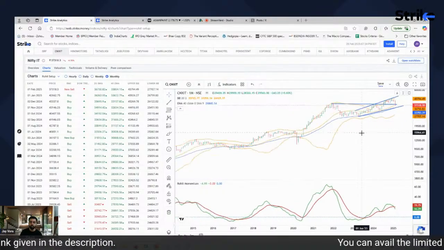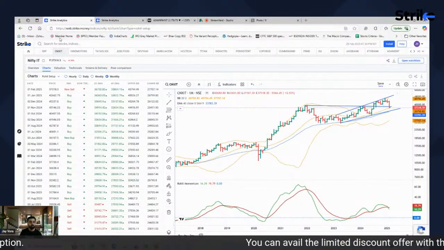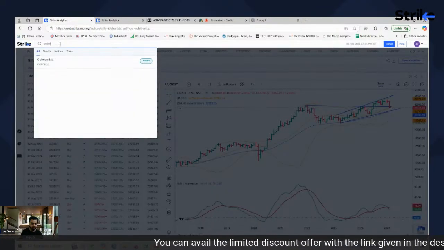Now within the components, you are seeing a lot of. It was Persistent, and the other one was Coforge.